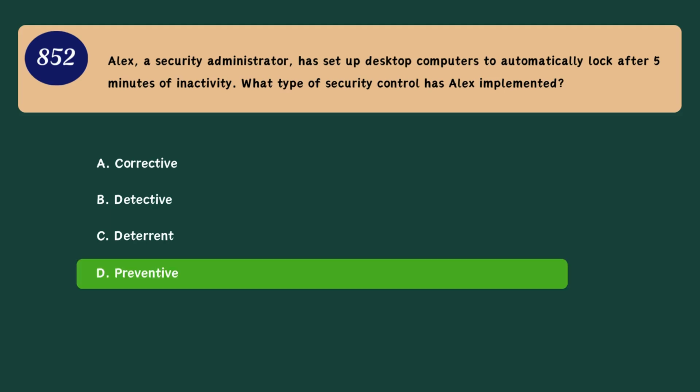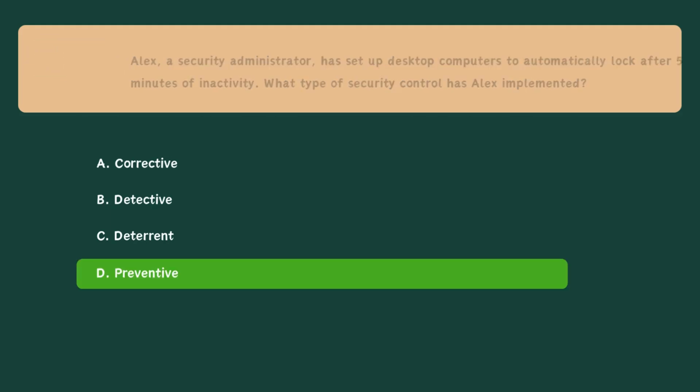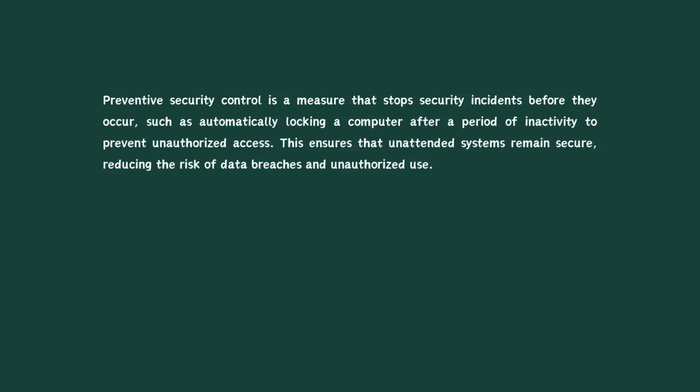Correct answer. D. Preventive. Preventive security control is a measure that stops security incidents before they occur, such as automatically locking a computer after a period of inactivity to prevent unauthorized access. This ensures that unattended systems remain secure, reducing the risk of data breaches and unauthorized use.